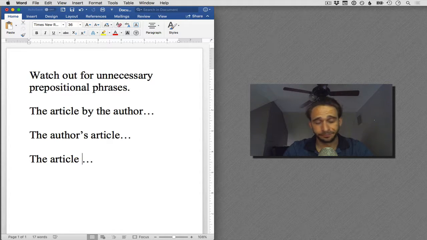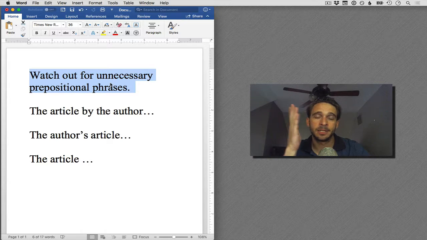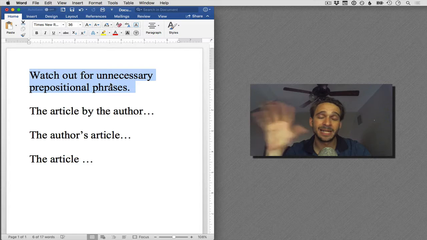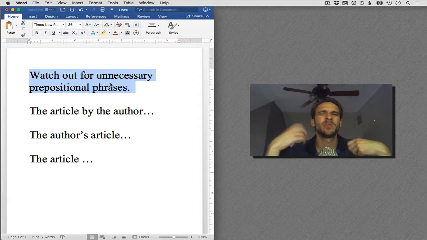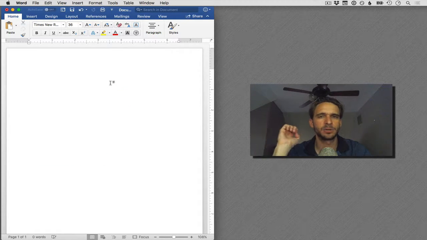So if this applied to your paper, I would have labeled these things, watch out for unnecessary prepositional phrases, and you should read that sentence with that phrase removed, and you'll be able to hopefully see how the sentence gets a lot tighter without really losing anything of essential importance.